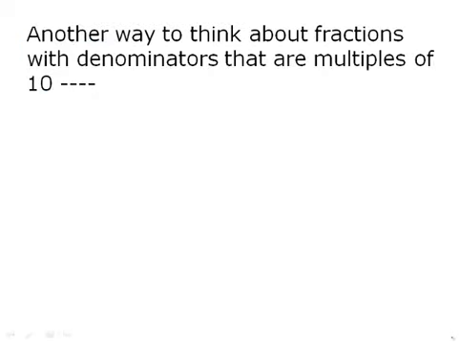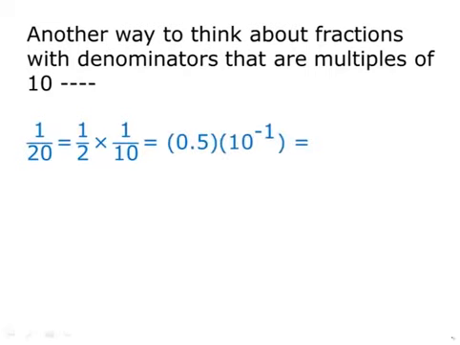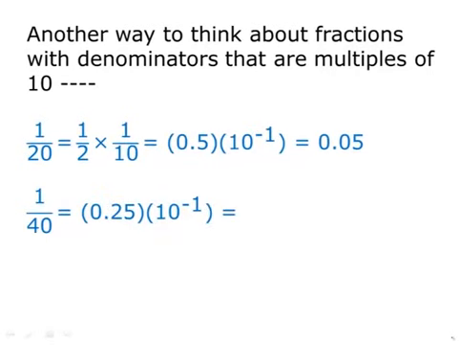Another way to think about fractions with denominators that are multiples of 10. So 1/20th, I could write that as 1/2 times 1/10. Well, 1/2, I can write that as a decimal, that's 0.5, and 1/10, of course, is 10 to the negative 1. Well, if I multiply these, multiplying by 10 to the negative 1, as we found 2 videos ago, this slides the decimal place over one place to the left, and I get 0.05. Again, 1/40th, well, this is 0.25 times 10 to the negative 1. Again, slide the decimal place over one place to the left, I get 0.025, and that's the decimal for 1/40th.